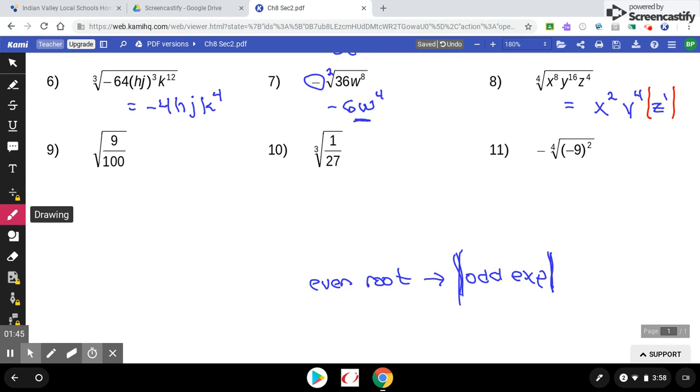Now, notice 9, 10, and 11 have no variables. If there are no variables, I would not need to consider absolute values. I need to just do the problem. So most people would look at 9 and 10 and say, well, that's scary because it's a fraction. But if you remember, fractions are just like doing 2 separate problems. It's actually pretty darn easy.